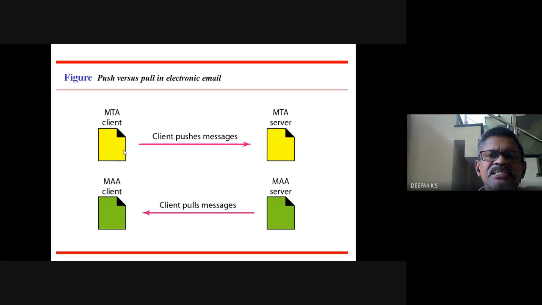The message transfer agent is pushing from client to server, and here it is different. The client is pulling from the server. That sort of agent is called the message access agent. So basically it is a push type activity going on in the message transfer agent, whereas at the receiver it needs to pull from the server, and that agent is called the message access agent.